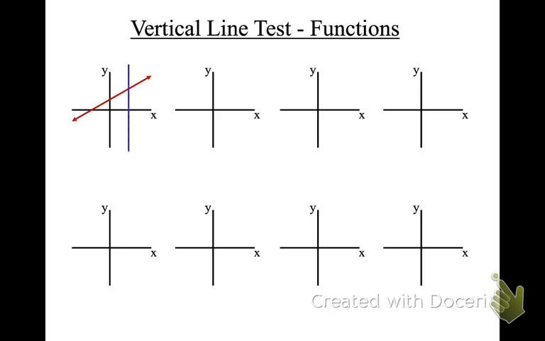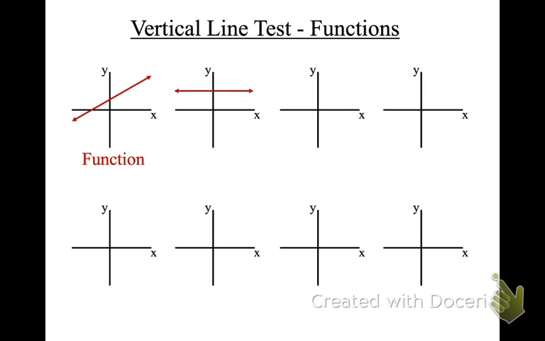So for instance, as I run this vertical line through this graph, it never crosses the red line at 2 times in the same moment. It never crosses at 2 times at the same moment. So because it doesn't cross at 2 times in the same moment, it is a function.